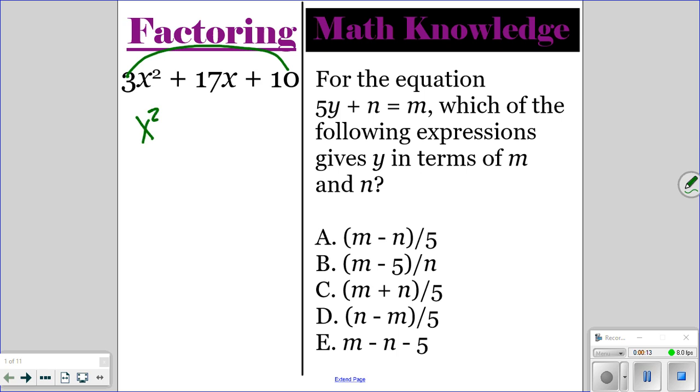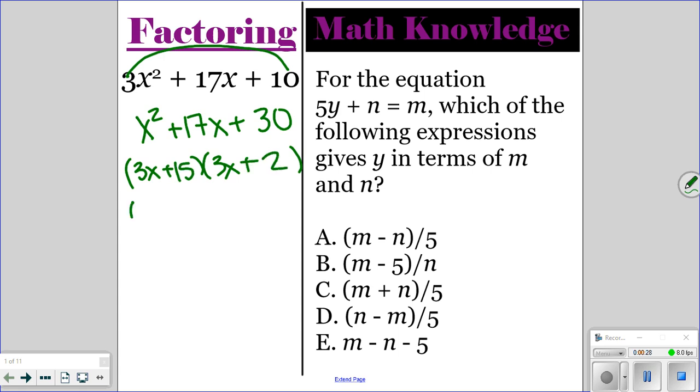So remove the 3 by multiplying it by the 10, and you'll have x squared plus 17x plus 30. And then you're going to factor. So you're going to have 3x and 3x, and you're going to want to use 15 and 2. So the first one will divide by 3, you'll have x plus 5, and then the second one will stay 3x plus 2. And so that would be your answer.